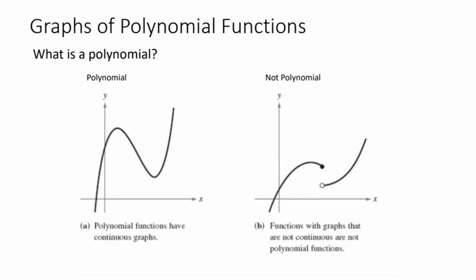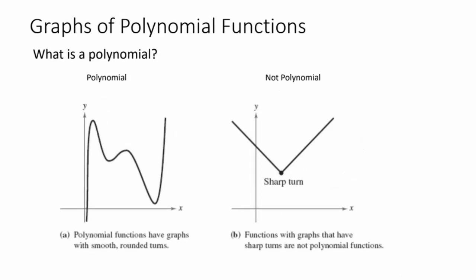So again, if we have breaks, as we can see here, this graph continues, right? The filled circle means that that value is included, but the open circle means that it's not included. But there was a break, so hence this is not a polynomial.